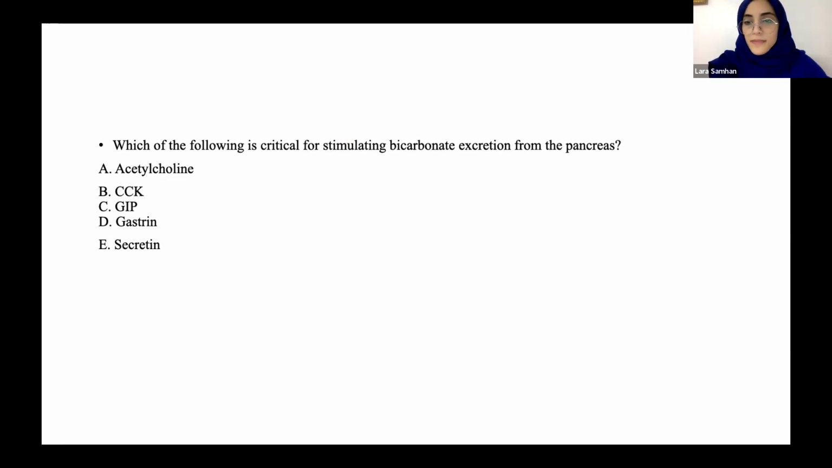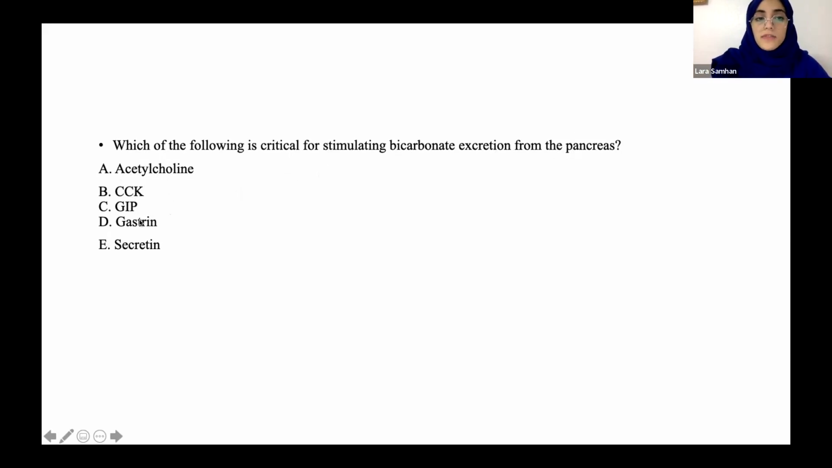Perfect. Excellent. Yes. Exactly. So this question says, which of the following is critical for stimulating bicarbonate secretion from the pancreas? As we said, the pancreas, the gallbladder, anything whose duct opens into the duodenum or the small intestine in general will be an alkaline environment, like bicarbonate and everything, because we don't prefer anything that has an acidic environment. So A is wrong because it's not really related to the acidic and alkaline environment.